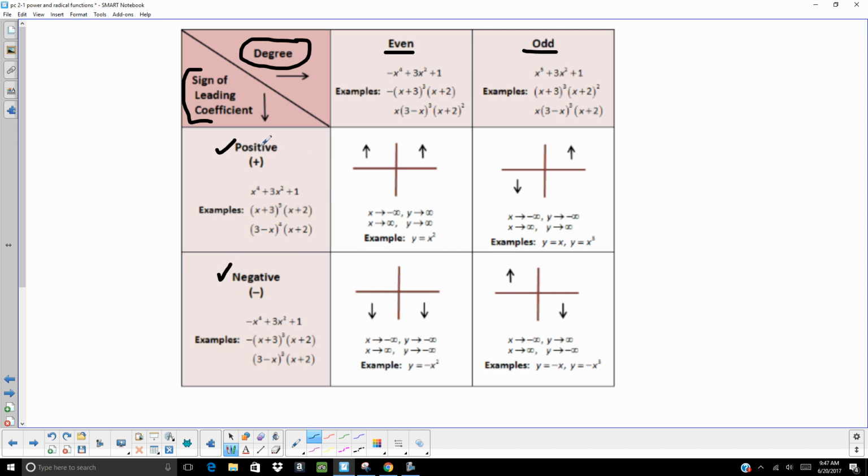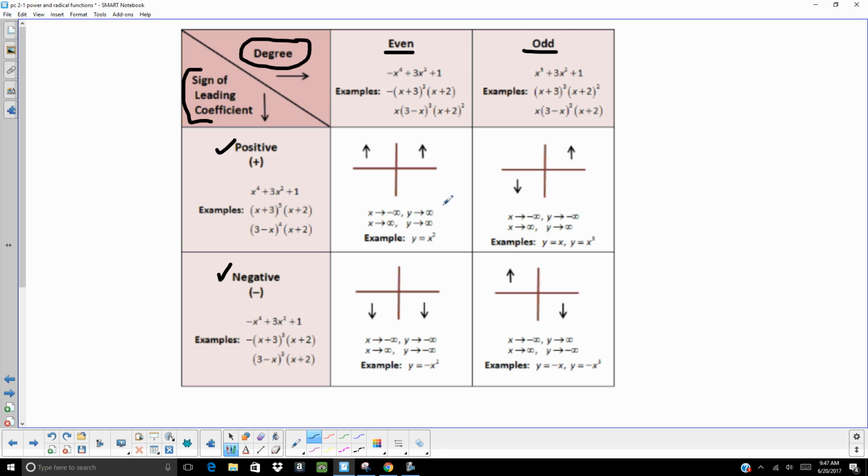If it is positive and even, my end behavior is up, up. If it is positive and odd, it's down, up. If it's a negative leading coefficient with an even, it's down, down. And if it's negative with an odd coefficient, it's up, down. Those are ones that you'll want to memorize.